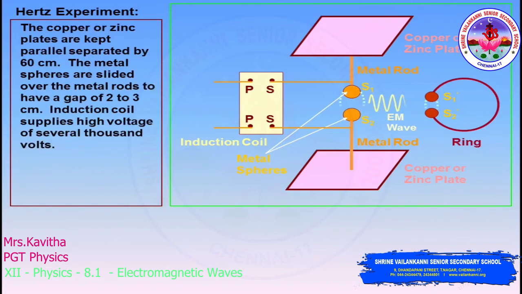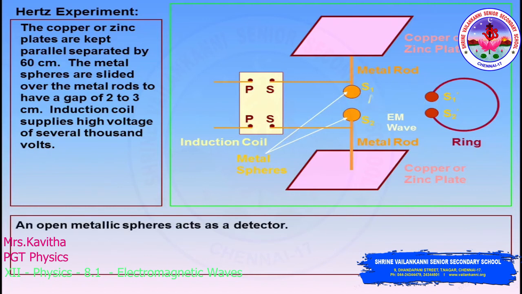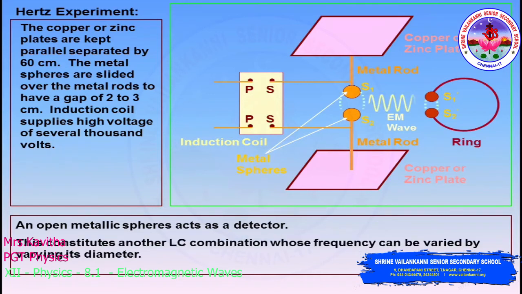The metal plates form a capacitor of low capacitance C and the connecting wires offer low inductance L in the system, so that the system generates EM waves of high frequency, right? That is, nu equal to 1 by 2 pi root of LC. The receiver or the detector consists of an almost closed circular stout wire, right?